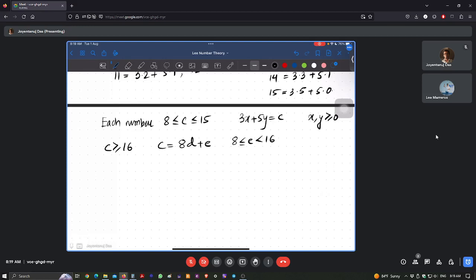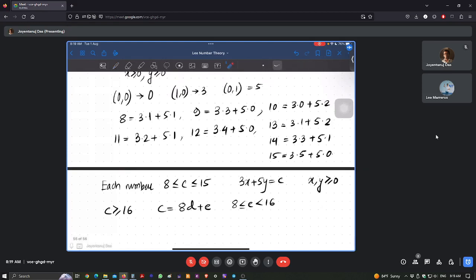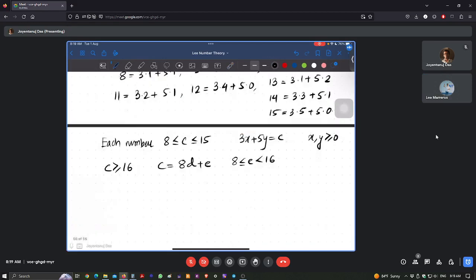So then what can we do? We know that since e lies between 8 and 16, e can be expressed like this. Since e lies between 8 and 16, I have an expression that e equals some 3u plus 5v, where u and v are both positive.